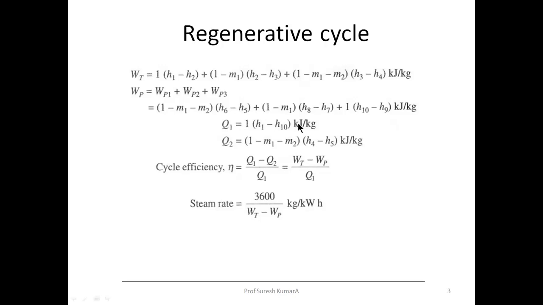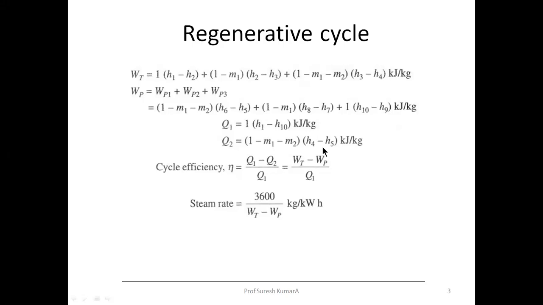When I take the heat supplied here, it is the same. You can just see the mass handled, here it is 1 kg, and the enthalpy drop across the heat addition, the boiler, is h1 minus h10. It is the same as the other cycles which we have studied. Next, when we come to Q2, the mass handled by the condenser is 1 minus m1 minus m2 kg, multiplied by the difference in enthalpy during the condensation process from 4 to 5. So the difference in enthalpy is h4 minus h5.